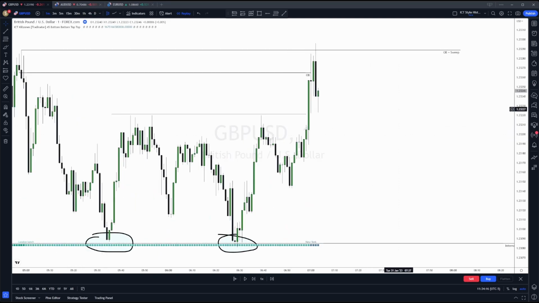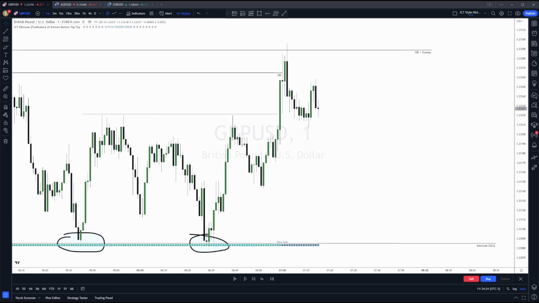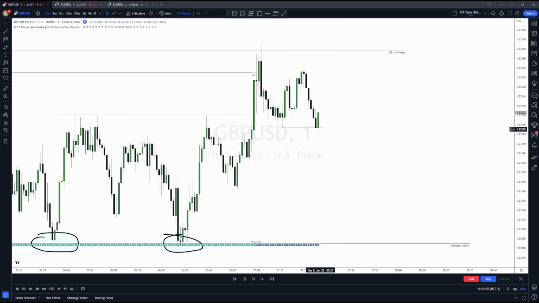Now I was looking for some kind of structure to form where I could actually trade off. So now we have some kind of structure forming. So let's actually mark out this low right here, which is a low that I would like to see violated before I start thinking about shorts. As you can see right here, we violated.